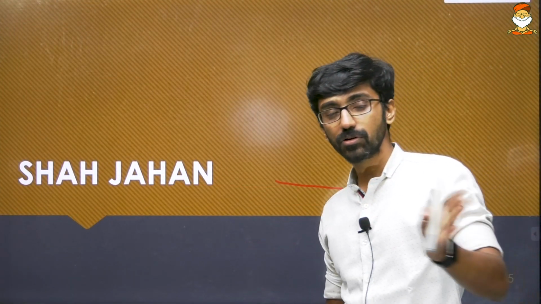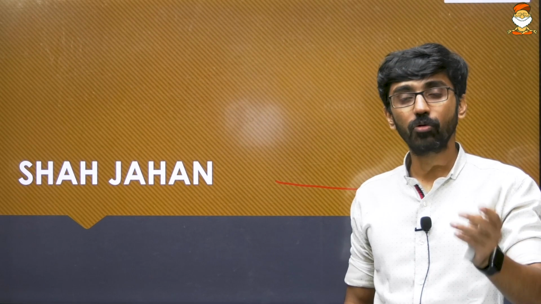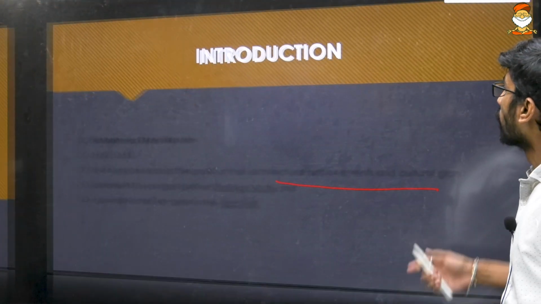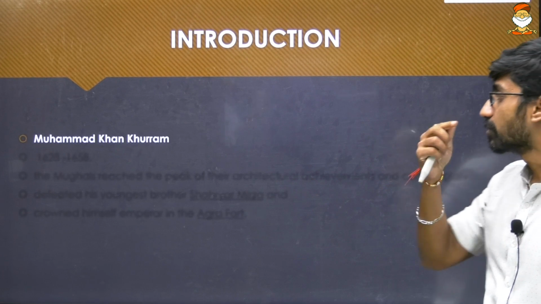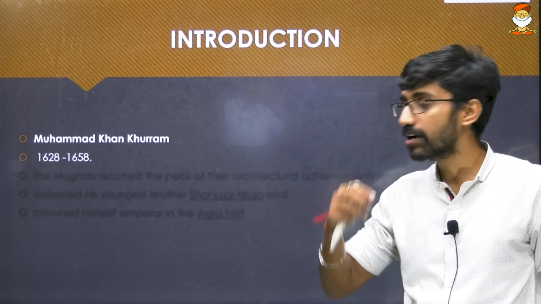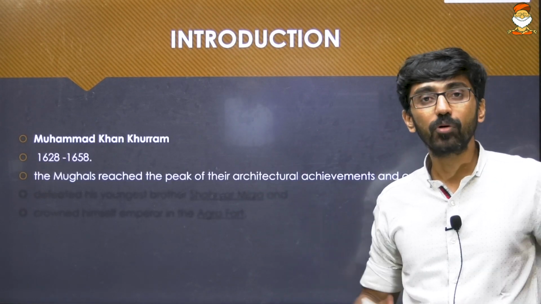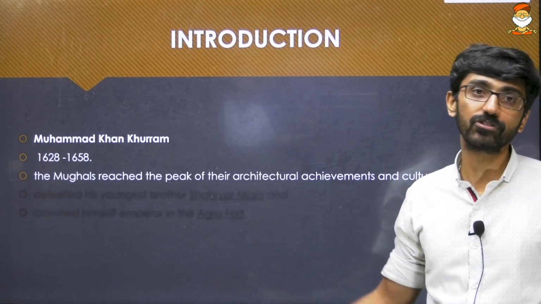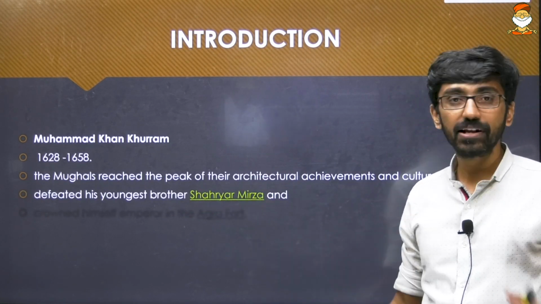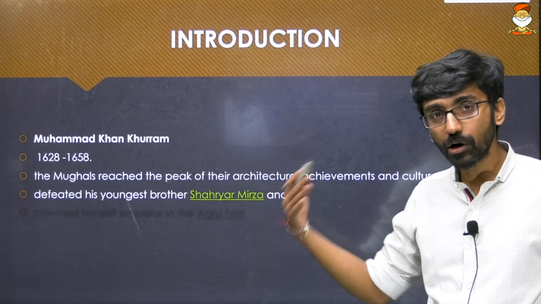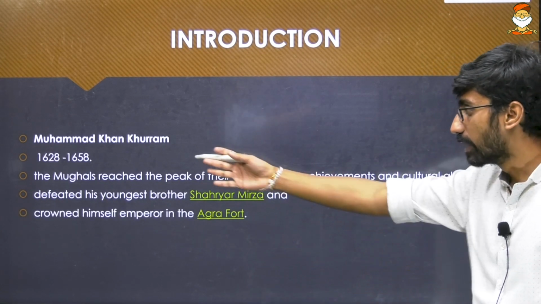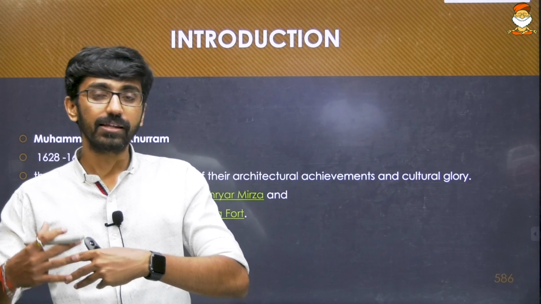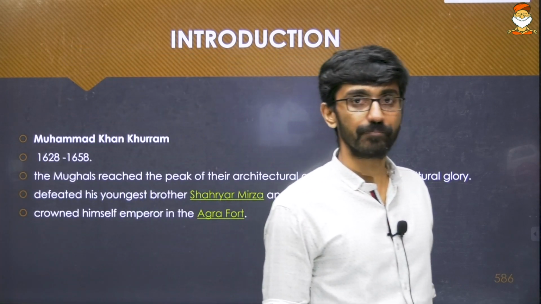Now we have discussed Babur, then Humayun, Akbar, then Jahangir, and now we'll come to Shah Jahan. Now, Shah Jahan's introduction: his name was Muhammad Khan Khurram. He ruled between 1628 and 1658, and the Mughal empire, architecturally as well as culturally, reached its peak during the time period of Shah Jahan. At the same time, he defeated his youngest brother Shahryar Mirza, and then crowned himself as king at Agra fort around 1628. Again, like I told you, after Akbar the transition was not so smooth.